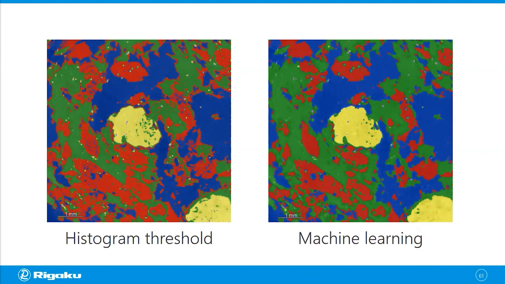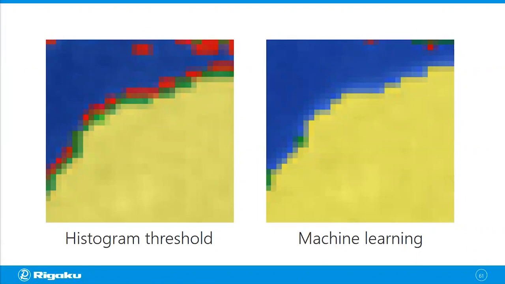And another thing you see is weird framing of different phases. I'm going to show you a zoom-up. So in the threshold-based segmentation result, you see those red and green lines of frames around the yellow phase. You don't see the same problem in the machine learning result. So those frames are not real. This is actually an artifact. And this artifact happens because of the partial volume effect.